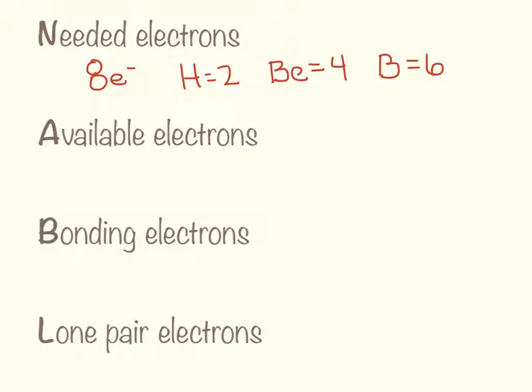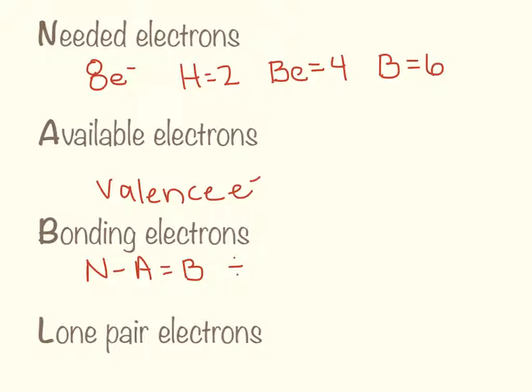A represents the available electrons. It is the sum of the valence electrons that the atoms in the compound contribute. B represents the bonding electrons and is the difference between N and A. N minus A gives you B, or the bonding electrons.